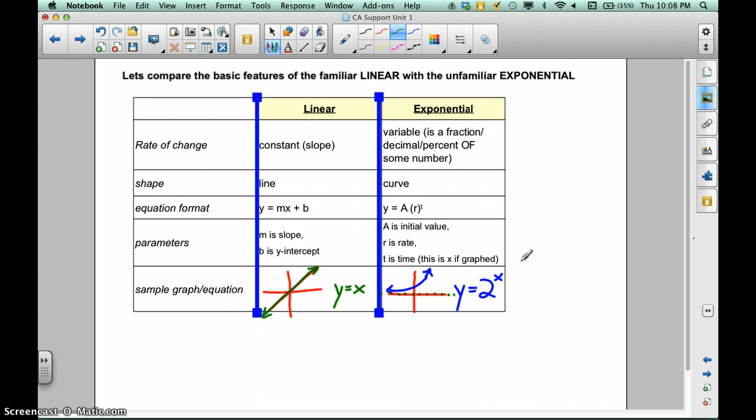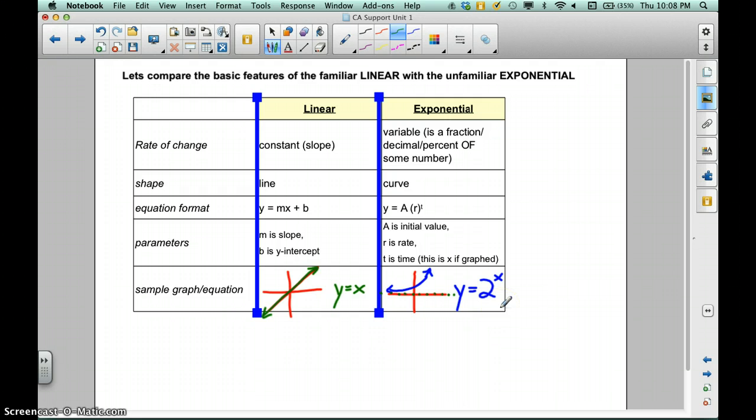That's where our x would go, because the time changes. And so the last row here shows you the graph of an example. This is an example of a linear equation, in this case y equals x, sort of the simplest linear equation. And this is the graph of an example of an exponential equation. This particular one is the graph of y equals 2 to the power of x.